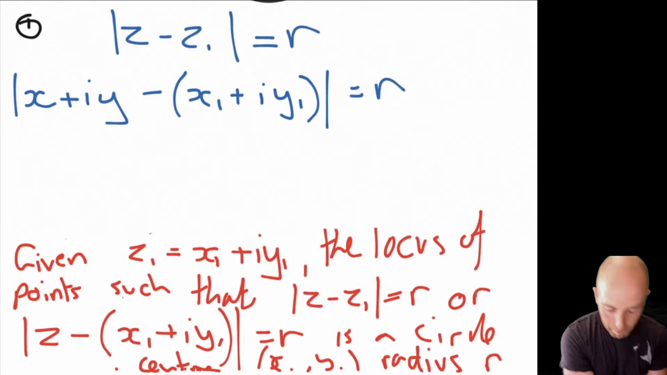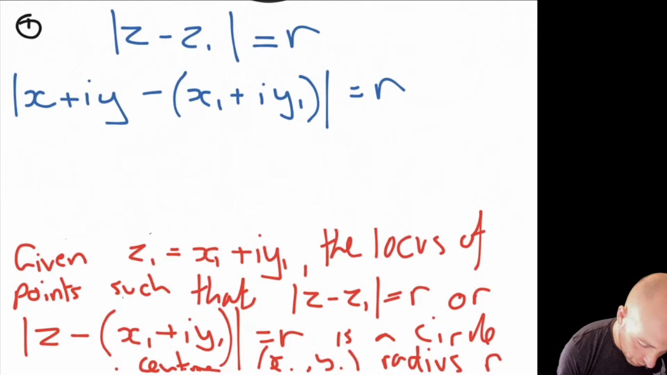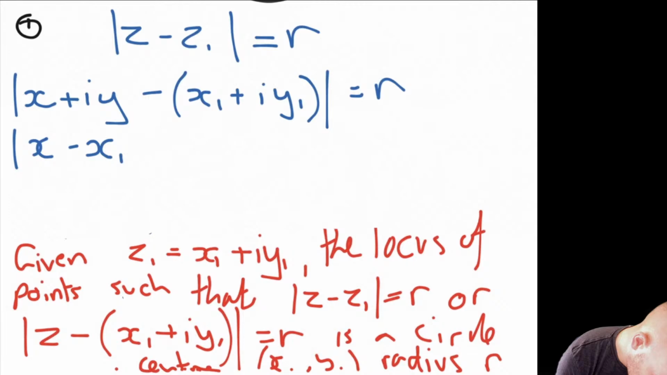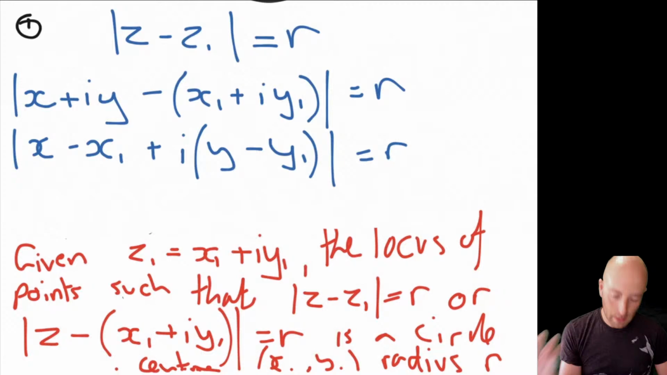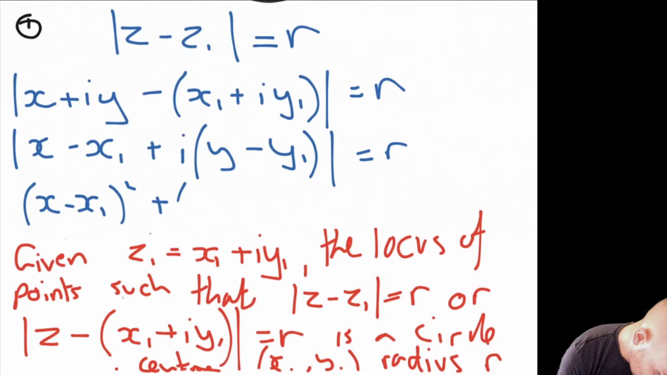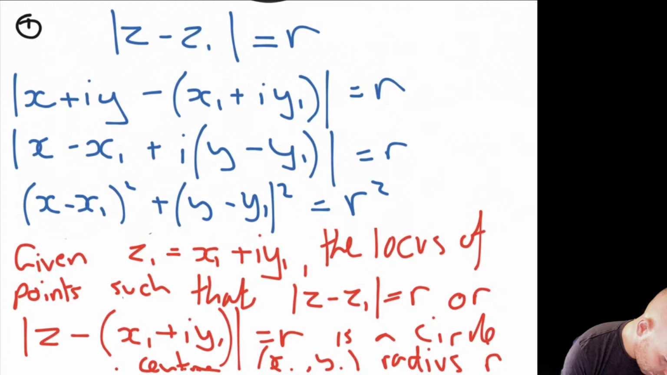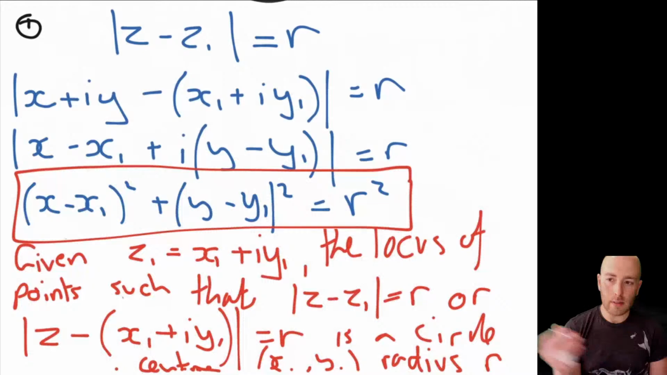To do the modulus of these, we group our reals and our imaginaries together. So we get x minus x1 plus i times y minus y1 equals r. To find the modulus, we square the real part, square the imaginary part, and add them together. So we get (x minus x1) squared plus (y minus y1) squared equals r squared. So you can see the distance between all the points is given by the circle.